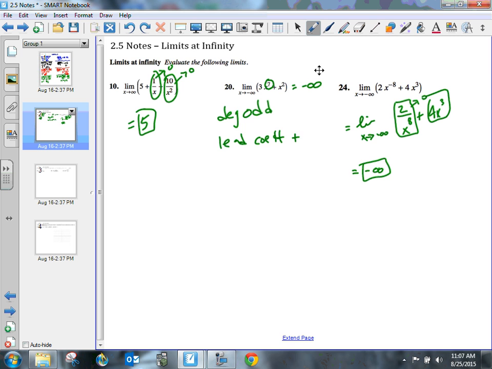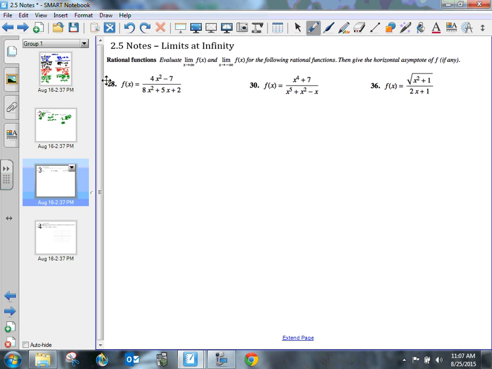Now let's take a look at some rational functions, and we need to look at the degrees of our numerators and denominators. We're asked to find the limit as x goes to infinity and as x goes to negative infinity. So if I take the limit as x approaches positive infinity of this function f of x, let's look at our degree. My degree is 2 up here, and my degree is 2 down here. Because my degrees are the same, I'm going to take the ratio of leading coefficients, and 4 over 8 gives me 1/2.